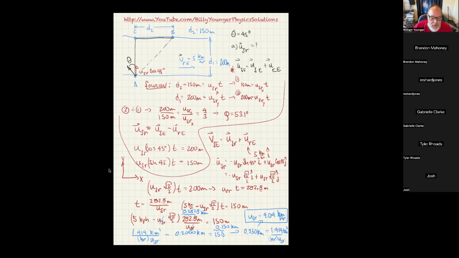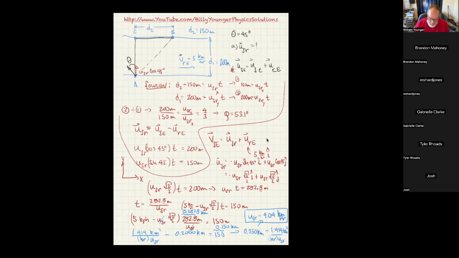All right, so the main trick I did with this problem we were talking about with the swimming across the river is I made use of the fact that when you're talking about the velocity relative to the Earth, then the velocity in the x direction is in fact the u sub SR, which we didn't know, that's what we're trying to solve for, times the sine of 45 degrees.